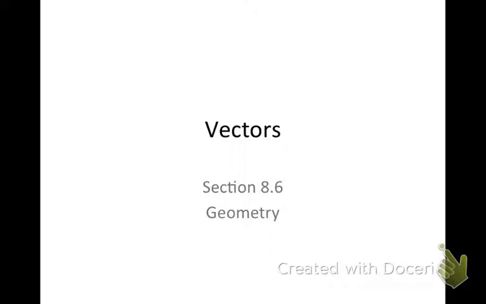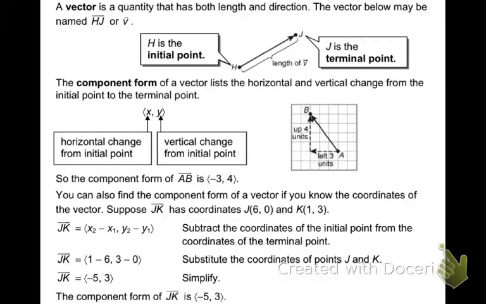So vectors today, section 8.6. A vector is a quantity that has both length and direction. The vector below may be named HJ or v. HJ kind of looks like a line segment or a line there if you look at it. H is what's called the initial point, and J is what's called the terminal point.